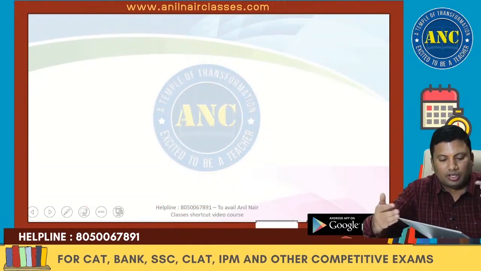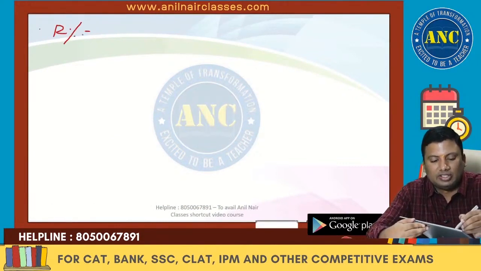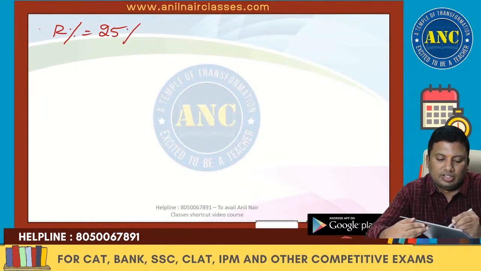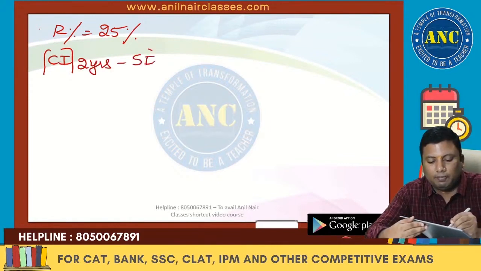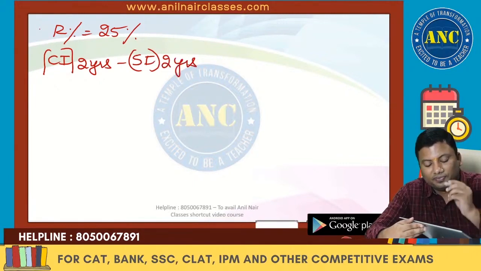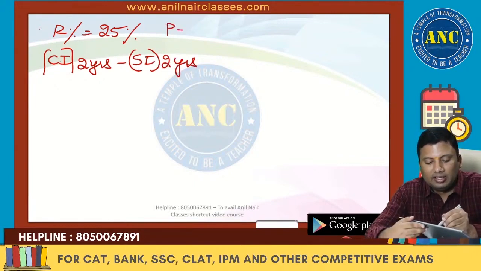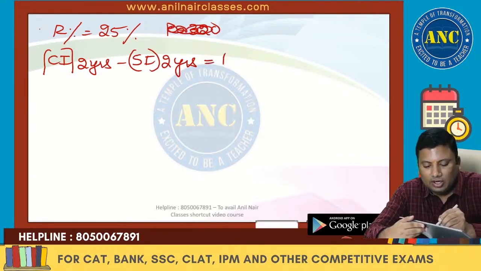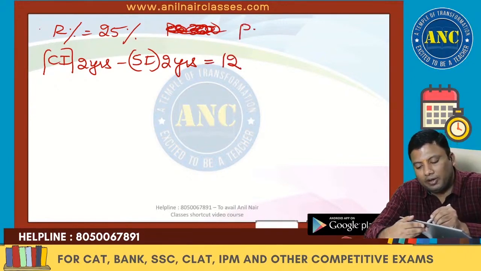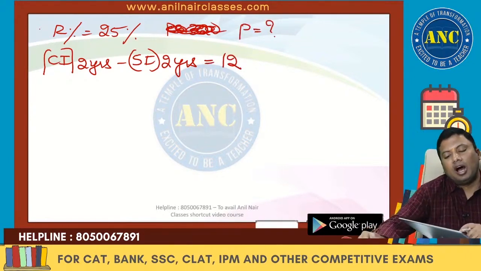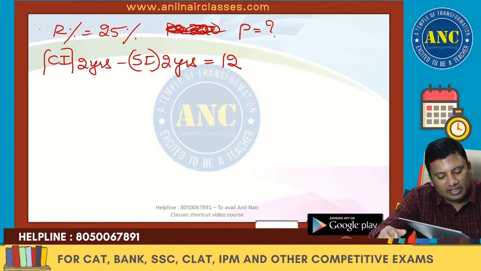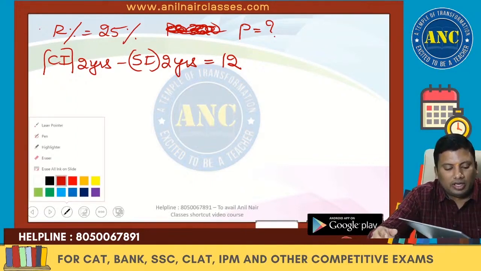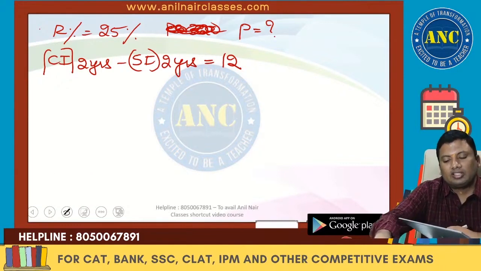Now write down the question. Question: R percentage is 25 percentage. Compound interest for 2 years minus simple interest for 2 years, if this is given as 12, find the value of P. Find the value of P. R percentage is 25 percentage. Compound interest for 2 years minus simple interest for 2 years is 12.